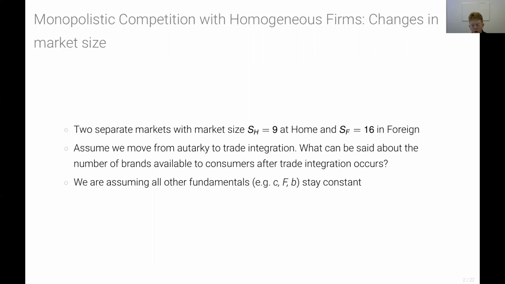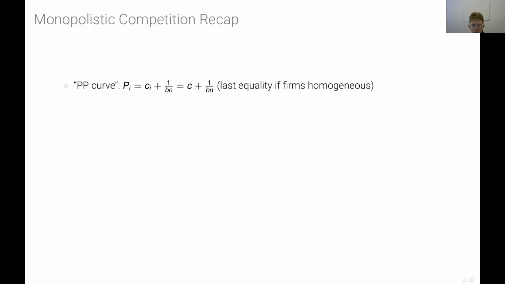What trade integration is essentially saying is that if we've had two separate markets, home and foreign's markets are just going to combine to become one. And so what we want to ask is how many brands are going to be available to consumers after this trade integration occurs. Here we're going to assume that all other fundamentals like marginal costs, fixed costs, and the sensitivity of demand to price all stay constant.